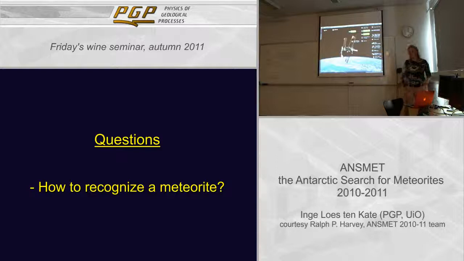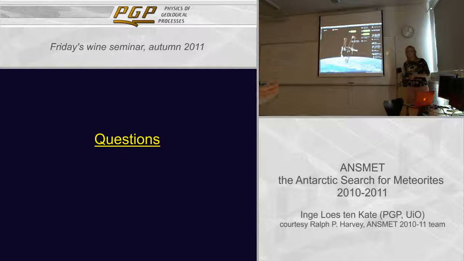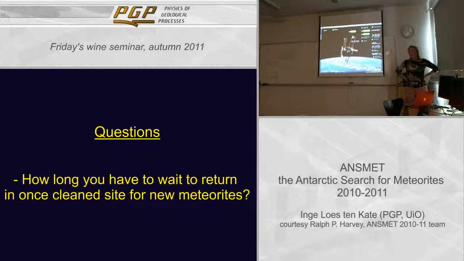So you talked about how meteorites will land in one place and then be carried through the ice to a different place, next to a mountain range or whatever. If you go to a given site and clean all the meteorites out, how long do you have to wait before you can go back to that site and find some new ones? I know that in case of snowfall, for example, they have to wait about 10 years. And I think they rotate about 10 or 15 years between sites.